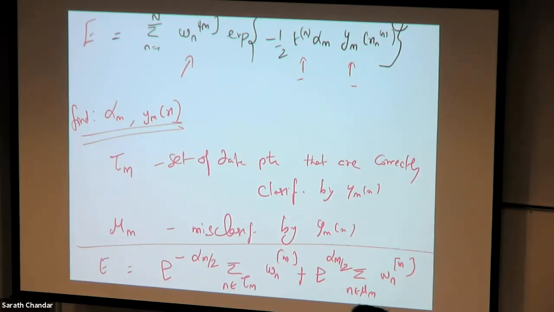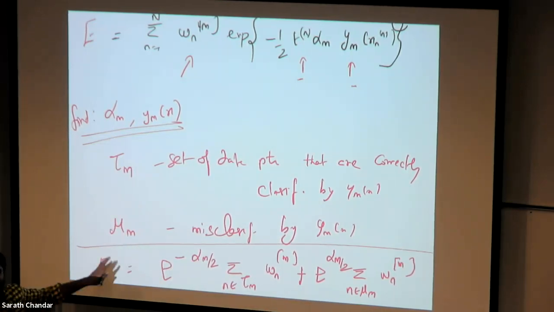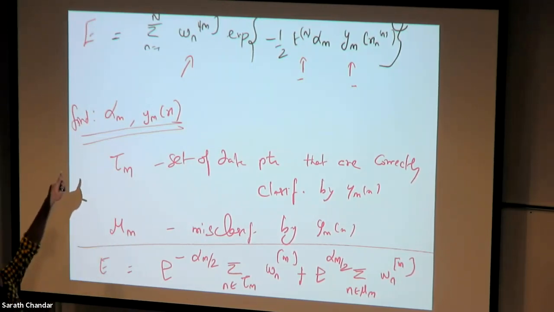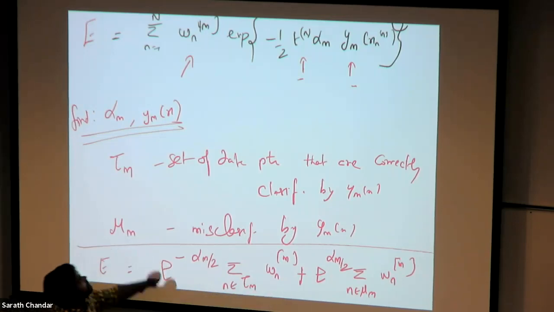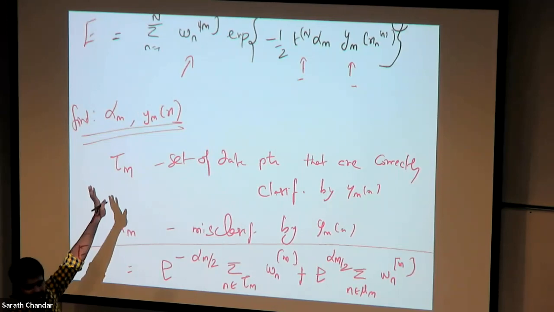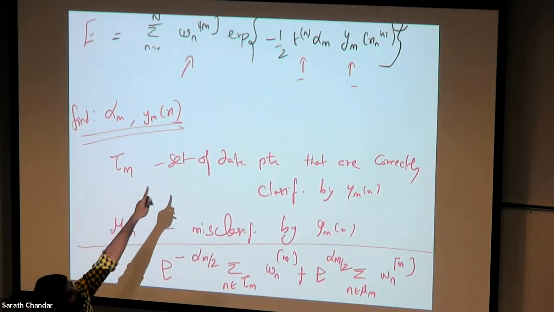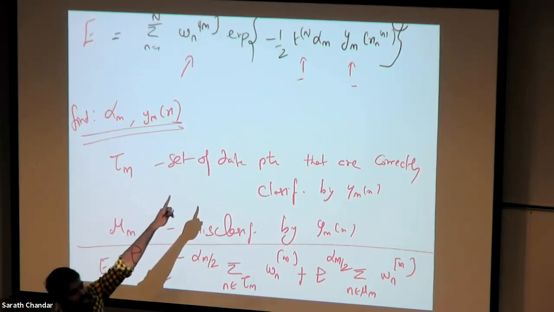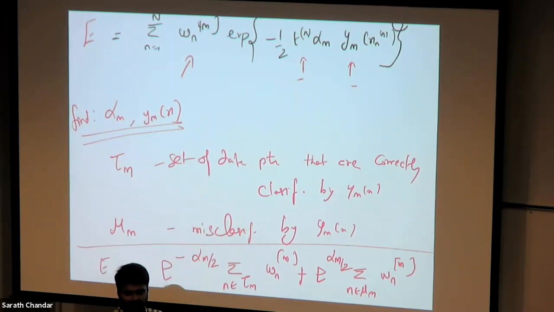Wherever the model is not making mistakes, that set is called tau. And wherever the model is making mistakes, that set is called mu. Now I'm going to split that summation over n equal to 1 to N into two summations. The first summation is over correct examples. For correct examples, we are going to get w_n e^(-1/2 alpha_m), because for correct examples, t multiplied by y is plus 1. I mean, examples where the model is correct, right? So that is what this term is.